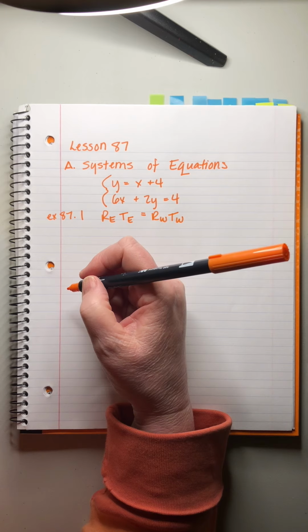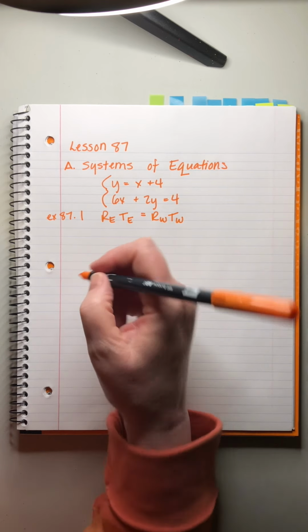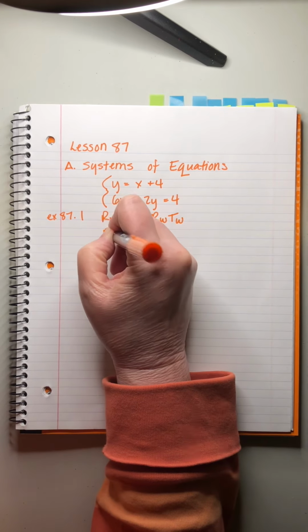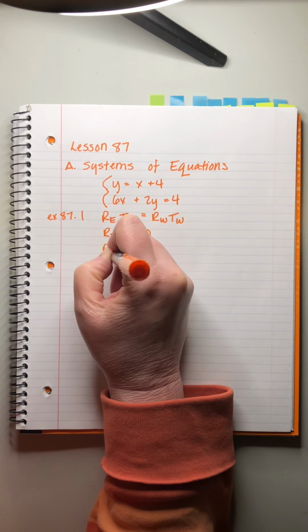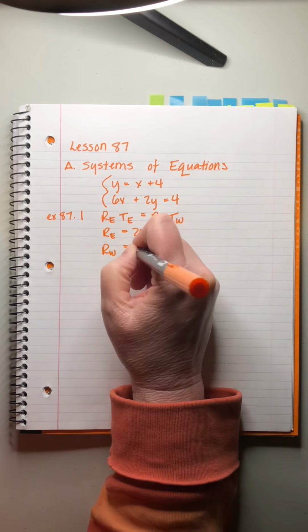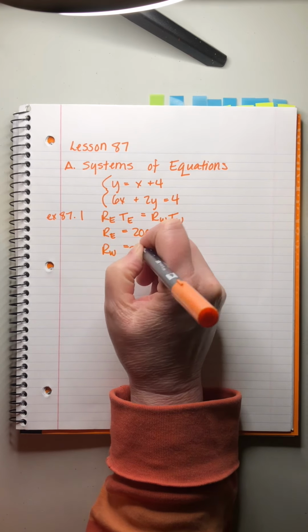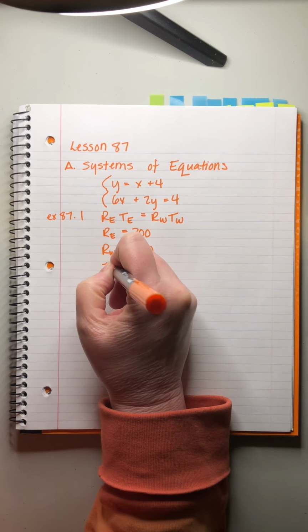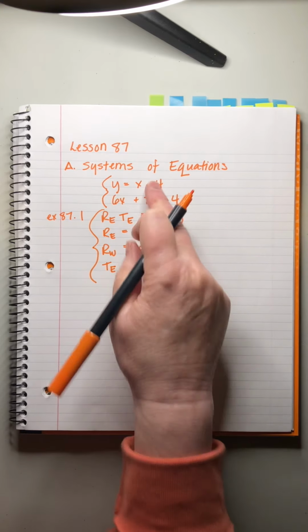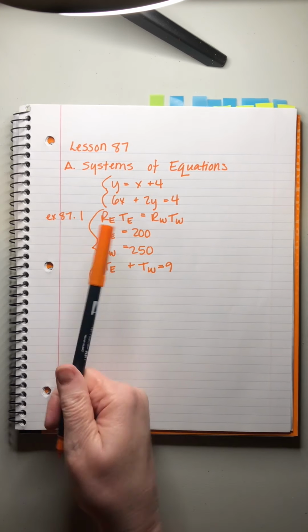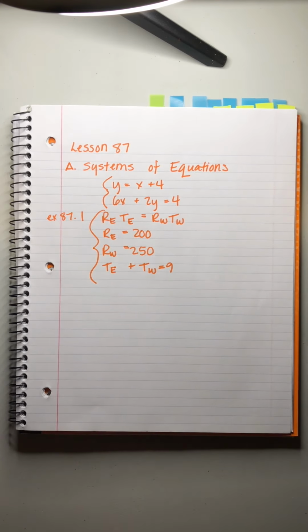Okay. That's the first one. Okay, so this is our system of equations. It does look a little different than what we're used to. What are these R's and T's about? They stand for rate and time.